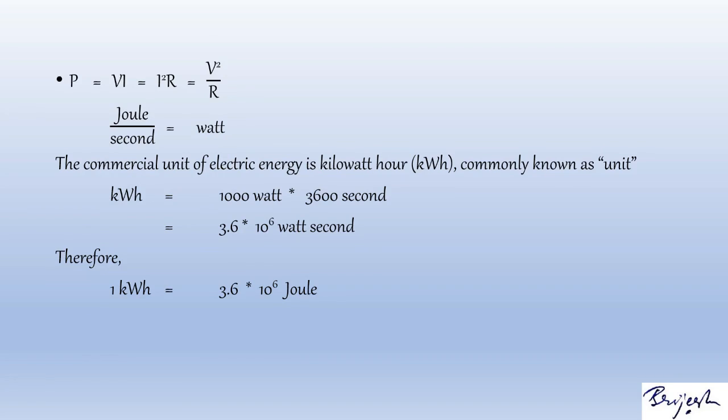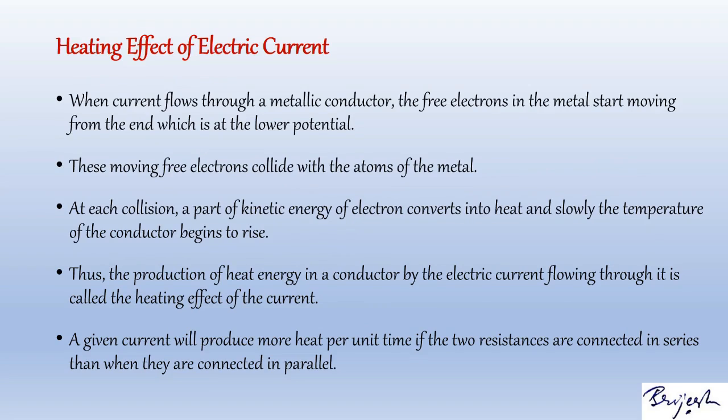So the commercial unit of electric energy is kilowatt hour actually, commonly known as unit. That is, 1 unit equals 1 kilowatt hour. So conversion: 1 kilowatt hour equals 1000 watt, and 1 hour is converted into seconds as 3600 seconds. So we get 1 kilowatt hour equals 3.6 into 10 to the power 6 joules.